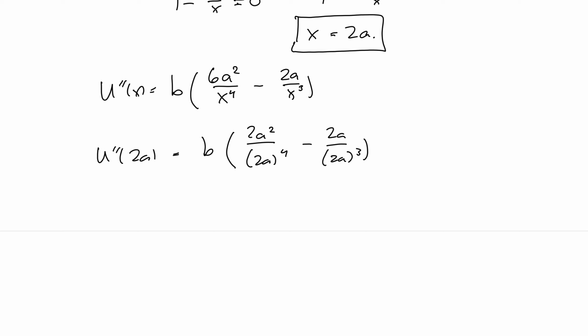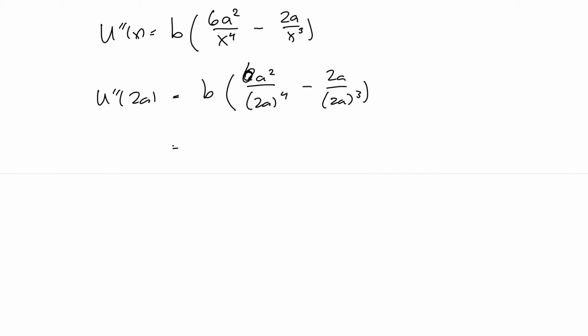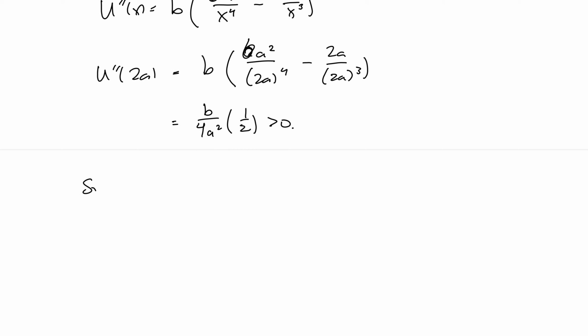Oh, this should be 6. Sorry, that should be a 6. This should be a 6 here. And so if we simplify this, this becomes b over 4a squared times 1/2, which is bigger than 0. So the critical number x is equal to 2a gives the minimum that we were looking for.